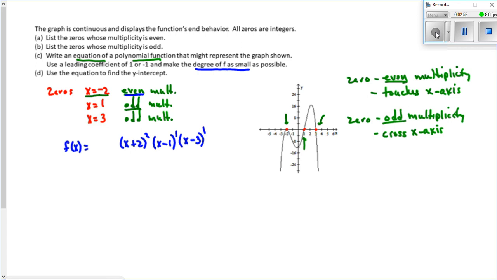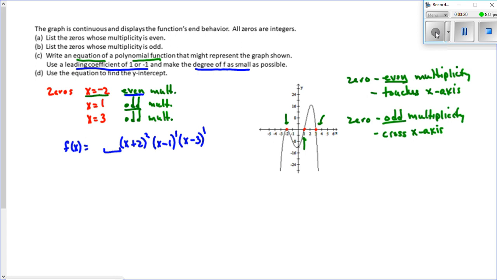Okay, so what we don't know is this leading coefficient. There's some number that's multiplied by that function, and it could be 1 or -1. They want us to assume that the leading coefficient is 1 or -1. If it was another value, it would just stretch that graph out. So let's see if it's 1 or -1 by focusing on the y-intercept.